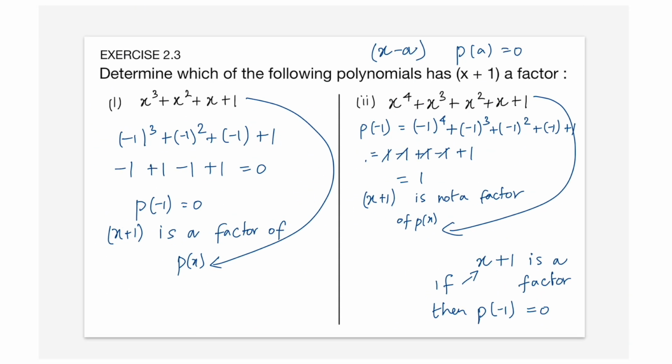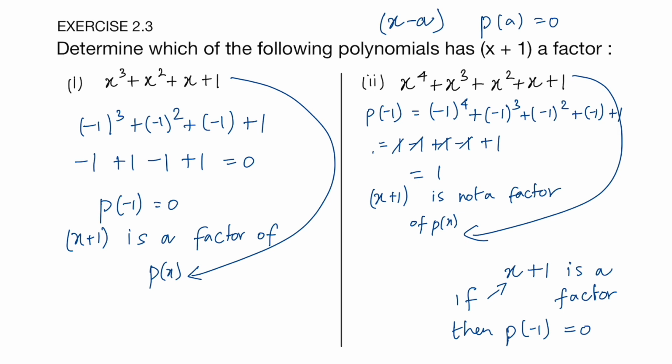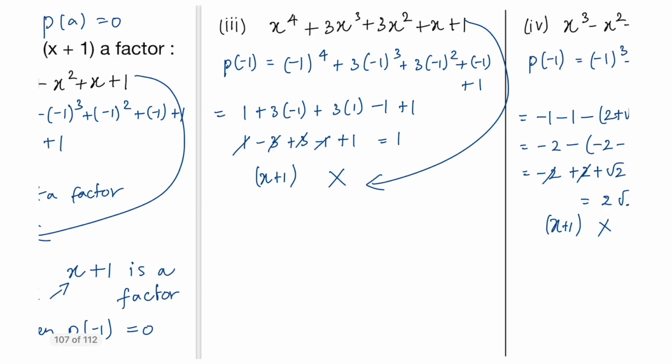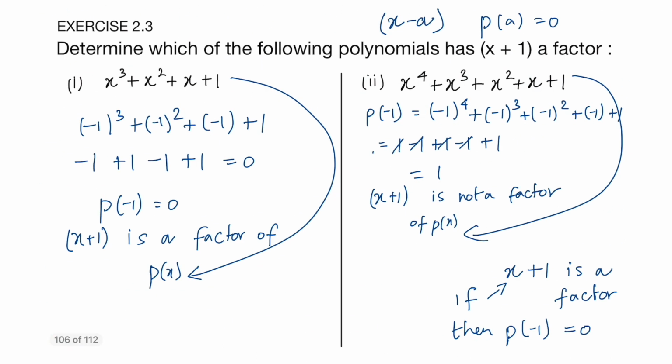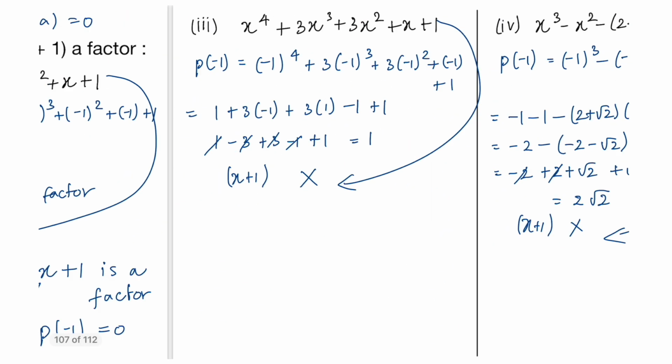Okay, so that is it for this first question. We have been given x plus 1, and using the factor theorem, you can tell that if p of minus 1 is equal to 0, then it is a factor. Now these three polynomials are not factors, and the first one is. Okay, so that is all for this question.